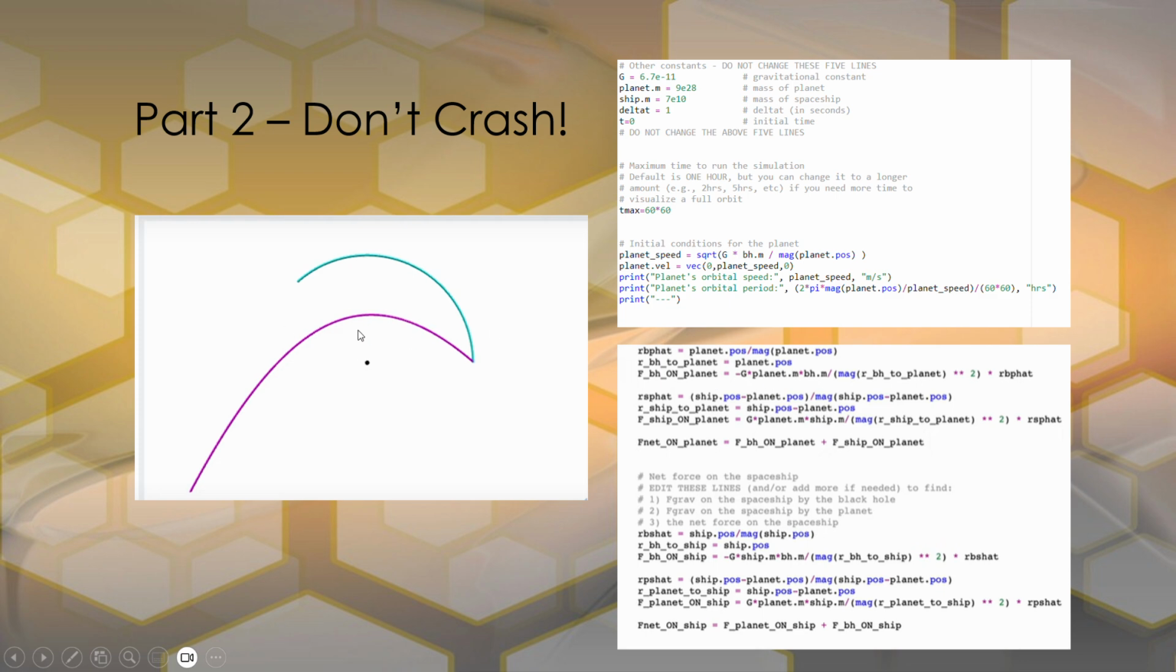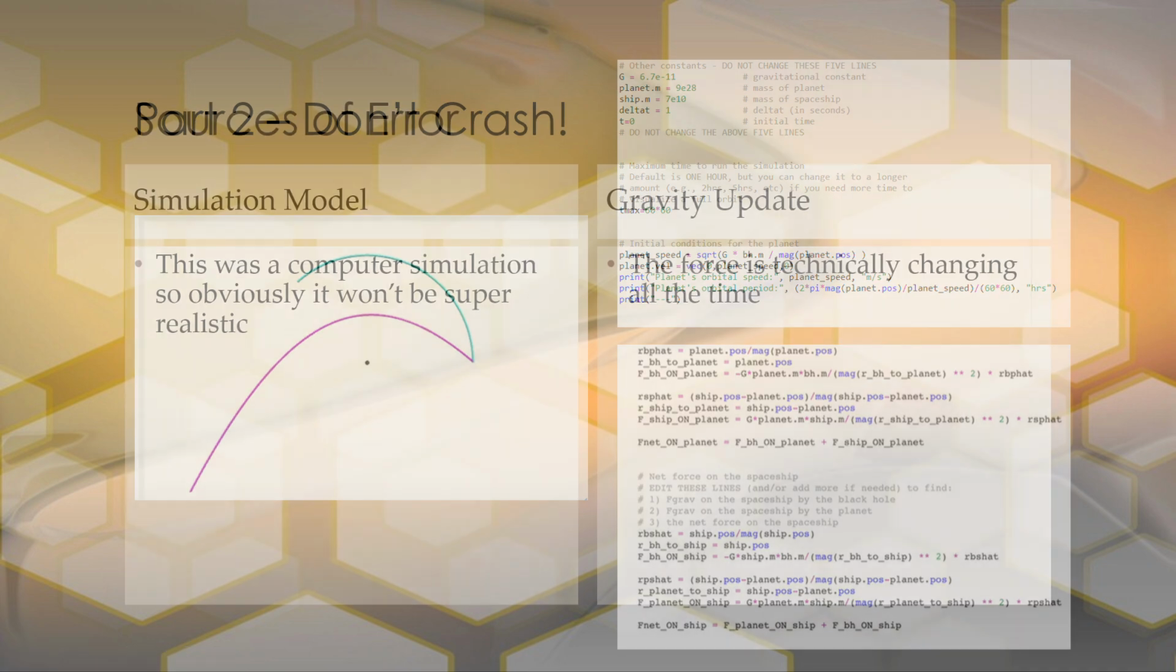And then this is the graphical data. So it did not actually go around and crash into the black hole. It made it out because we found the exact velocity. So that worked out nicely.